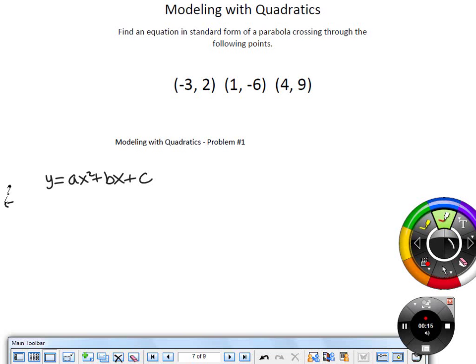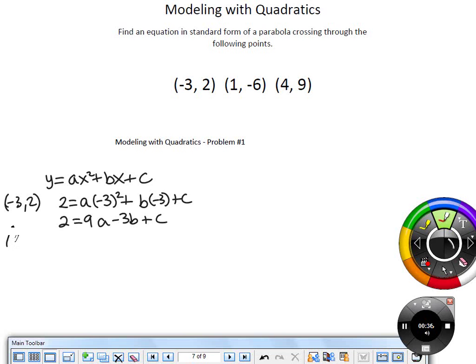For example, when I plug in negative 3, 2, I plug in 2 for y, negative 3 for x, and I get an equation. So it might not be the nicest equation because it has a's, b's, and c's in it. However, I have 3 points, so I can make 3 of these equations that have the same 3 unknowns in them. So I'll do the same thing for 1, negative 6, and then also for 4, 9.